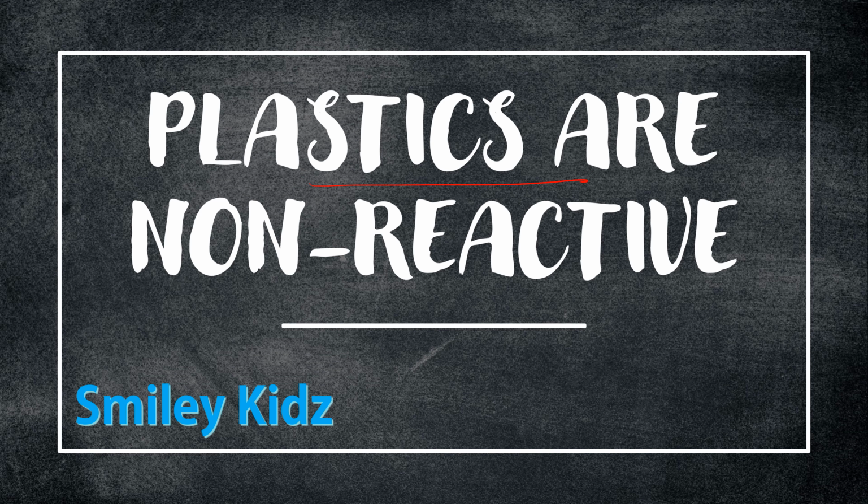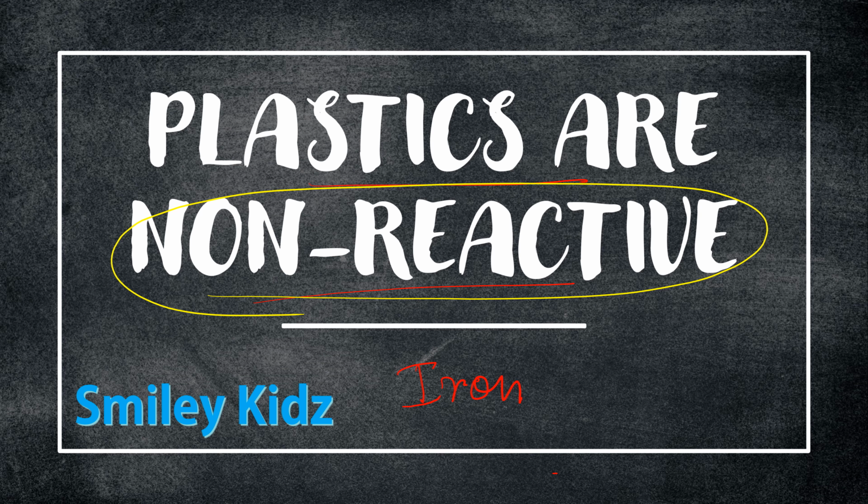Plastics are non-reactive. You already know that metals like iron get rusted when exposed to moisture and air. But plastics do not react with water and air. They are not corroded easily. So, plastics are non-reactive.